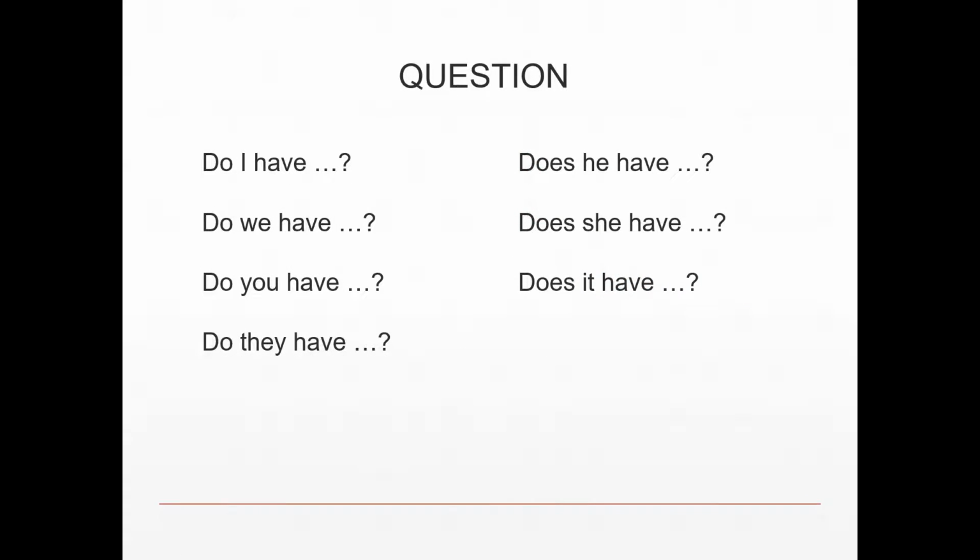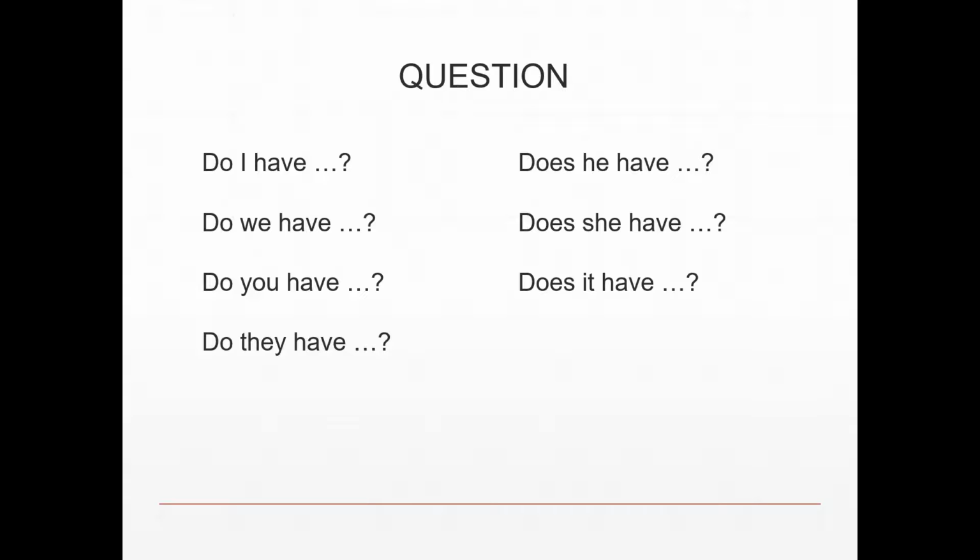Next, questions with have or has. In questions, we need the auxiliary verbs do and does. So here, do I have, do we have, do you have, or do they have. And does he have, does she have, and does it have. In the question form with have, we never use has in the question with does, because the auxiliary verb does influences the question, so we don't need the verb has.